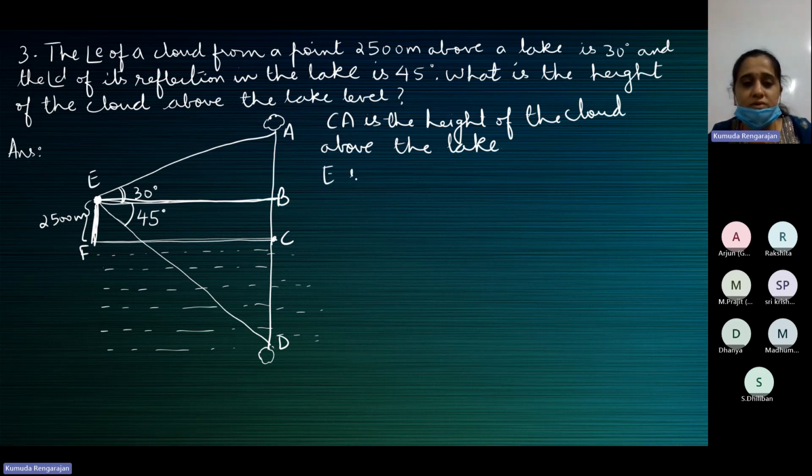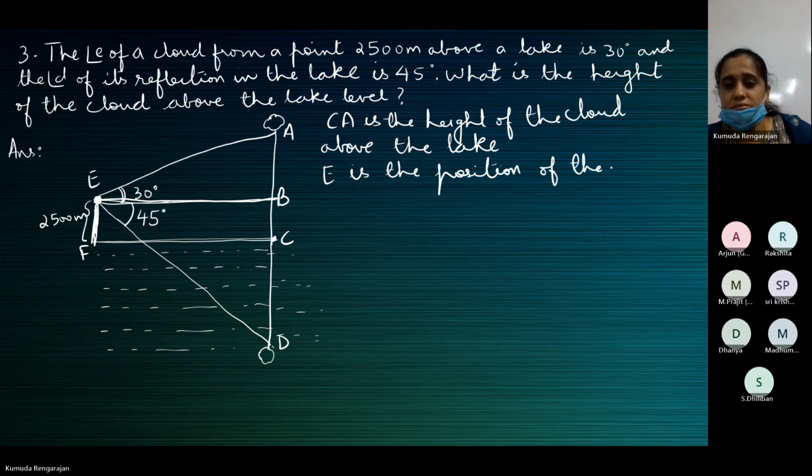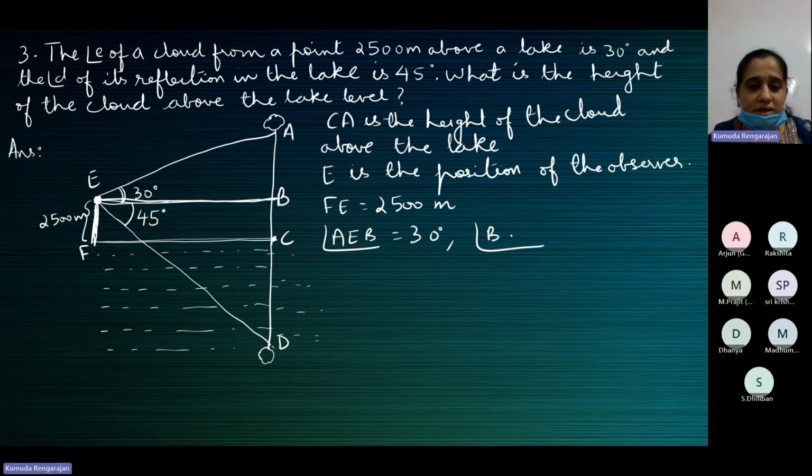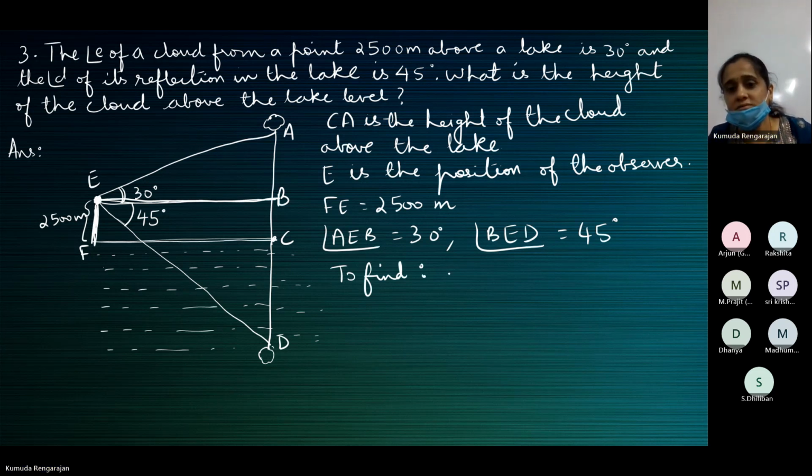E is the position of the observer. FE is equal to 2500 meters. Angle AEB is equal to 30 degrees. Angle BED is equal to 45 degrees. And with all this information given, we need to find AC or CA.